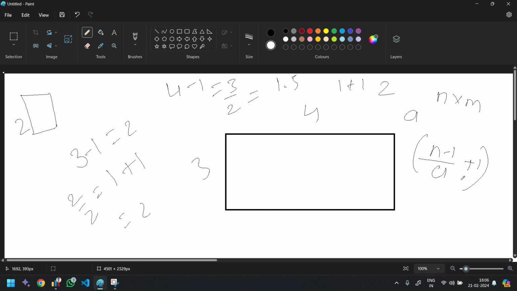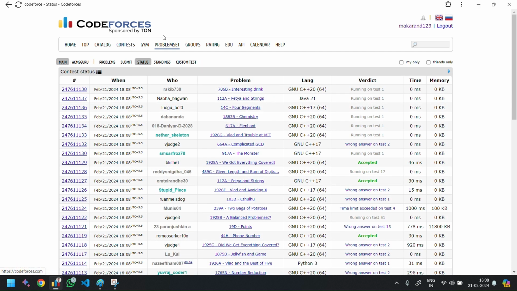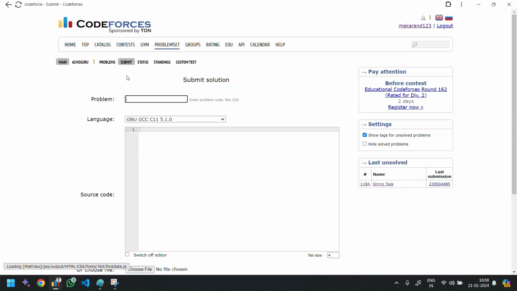So this is for dividing the rectangle horizontally. For vertically we are going to multiply by the same thing: m minus 1 divided by a, plus 1. So we'll get the answer. This is the general formula. You can put it in your program and solve it. After writing the program, you can submit your answer in status or submit.